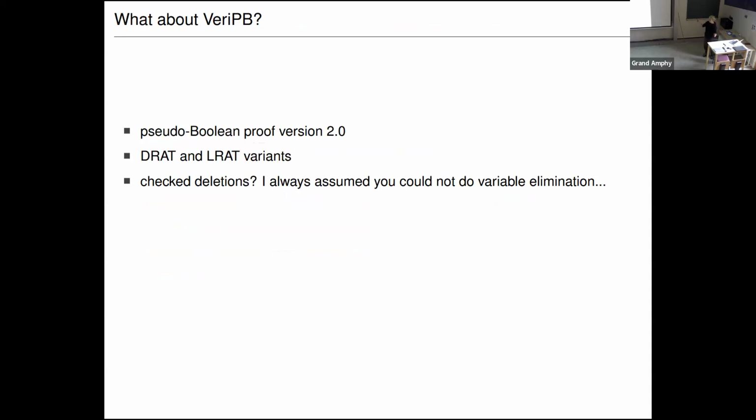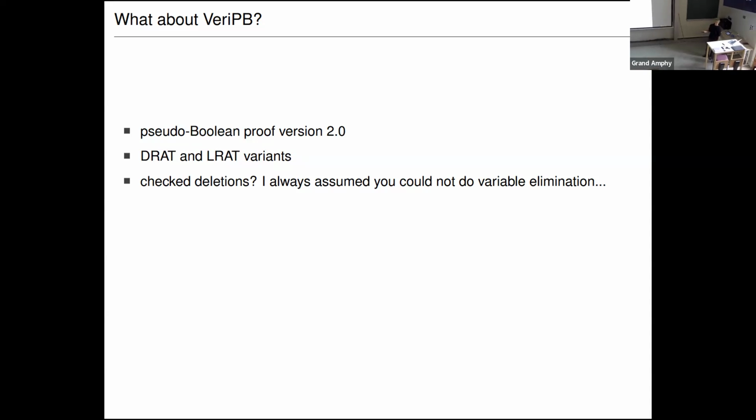So we close the loop. We go to VeryPB. What about VeryPB in CaDiCaL? Right now, I'm supporting pseudo-Boolean proof version 2.0. You've seen on a lot of slides yesterday, there's a version 3.0. This one is no longer supported, so I tried the current VeryPB checker, and unfortunately, it didn't read the proof, so it failed on the third line, I think.